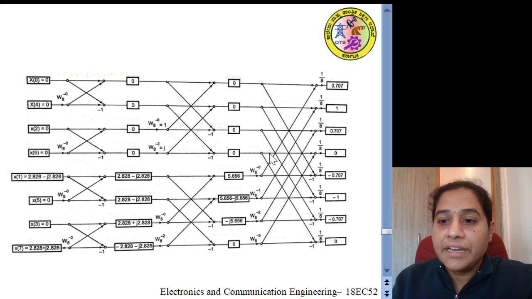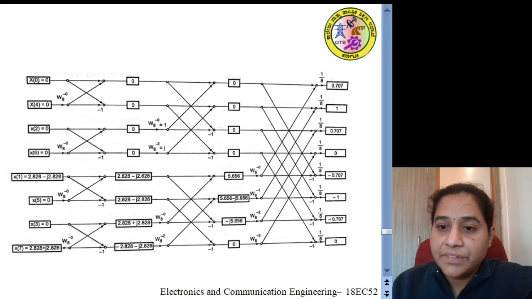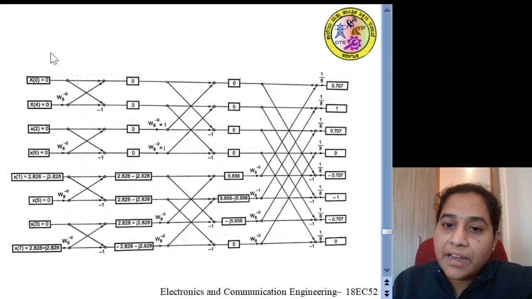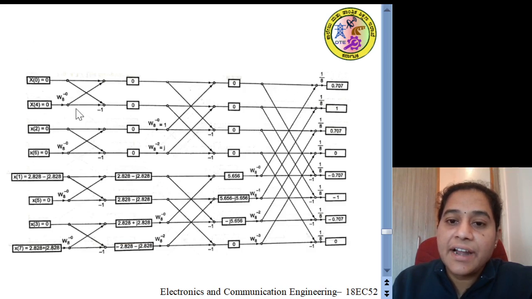So now let's have this flow graph. So here we can observe the complete flow graph representing input to output along with all the intermediate results here. So before the first stage we are taking the input, that is x of k, in bit reversal order.